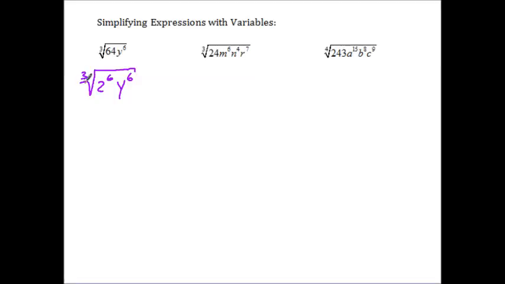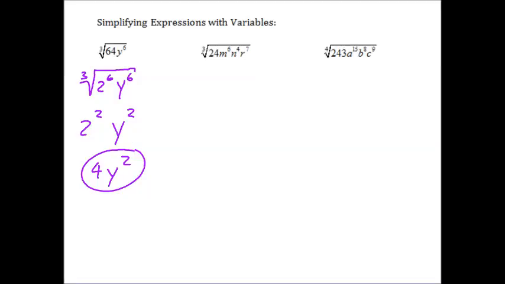Let's take our index and see how often it fits into our exponents. 3 goes into 6 2 times. That means 2 can come out 2 times. Nothing left. 3 goes into the other 6 again, also 2 times. So we got y squared coming out. Nothing left. Let's clean up our 2 squared, which is 4, of course. 4y squared is the final answer.